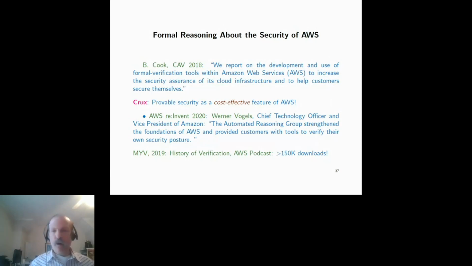You can go and watch Werner Vogels, the CTO and vice president of Amazon, who gave a talk at AWS re:Invent 2020, where he explicitly said the automated reasoning group strengthens the foundation of AWS and provides the customer with tools to verify their own security posture.